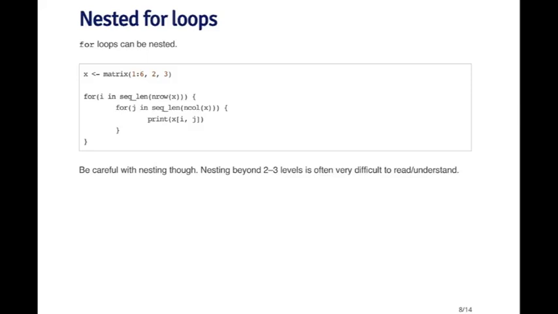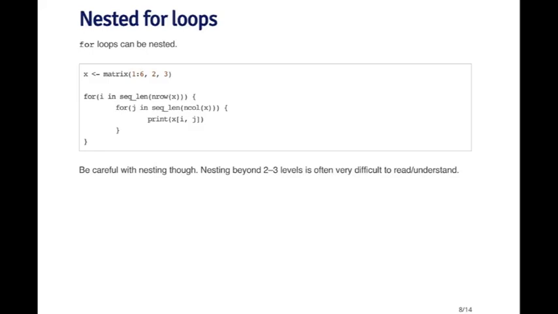The idea is that seq_len takes an integer, which in this case happens to be the number of rows in x, and then it creates an integer sequence out of that. So this particular matrix has 2 rows, and so it's going to create the sequence 1 to 2. Similarly, the nested loop with the j index is using the number of columns to create a sequence. This matrix has 3 columns, and so the seq_len function is going to create an integer sequence 1 through 3. So this doubly nested for loop is basically printing out all the elements of the matrix.